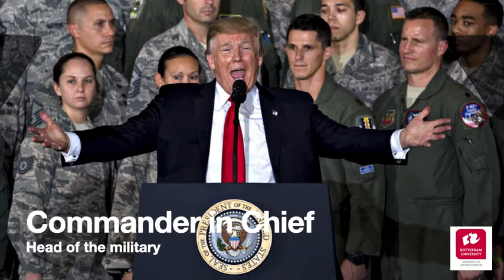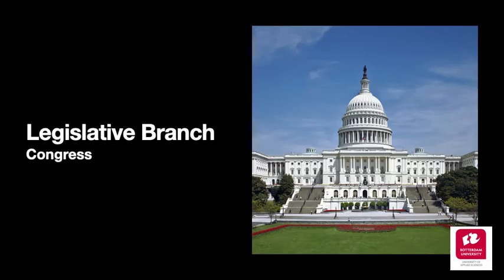Now, the second branch that we have in the government that is equal to the executive branch is the legislative branch, and it consists of Congress. And here we can see something called the Capitol, and this is the Capitol with an O, and Capitol Hill, and this is what we call Congress. And Congress consists of 2 different houses.